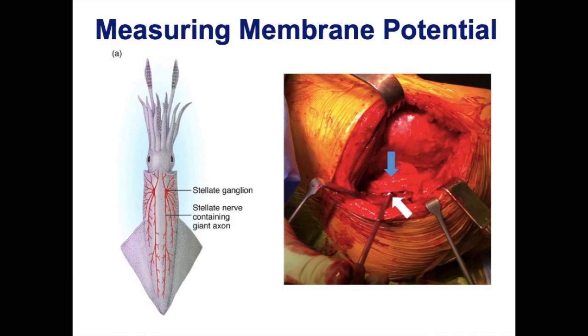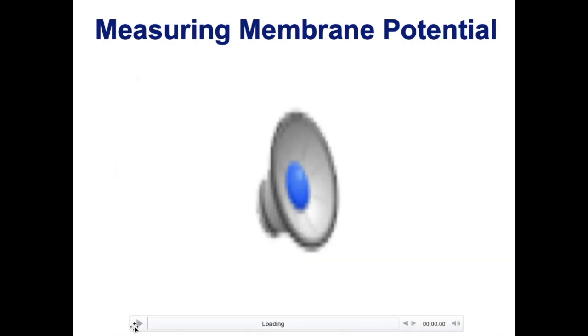So I found a video which I thought was interesting. Why don't we take a look at it? This is a video that has Alan Hodgkin in it, and he's measuring membrane potential from the axon of a giant squid. And you can see that it's a little bit of a misnomer. The giant squid is giant. The axon is giant relative to some axons, but it's not very big. So let's take a look at that now.